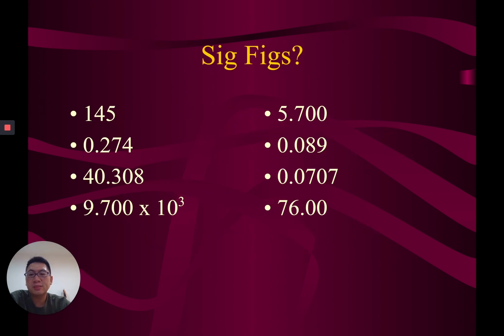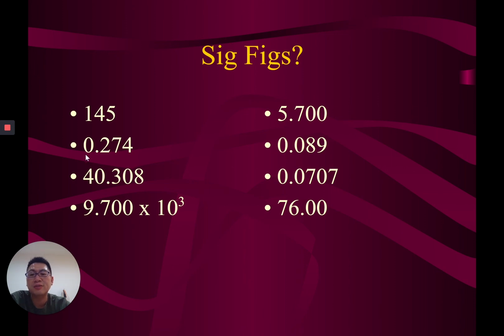Okay, let's figure out how many sig figs are in these numbers based on these rules. First number, 145, 3 digits. This number here, 0.274, 3 digits. This number here, 5 significant figures, because a 0 is between a 4 and a 3, and that 0 is between a 3 and an 8. Zeros between non-zero digits are significant. And the one I just said here is 3 sig figs.